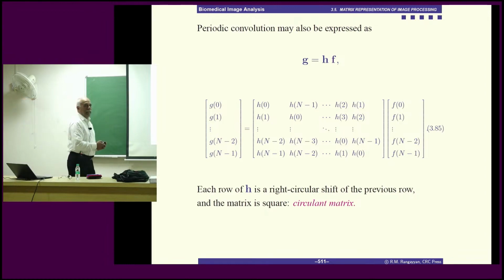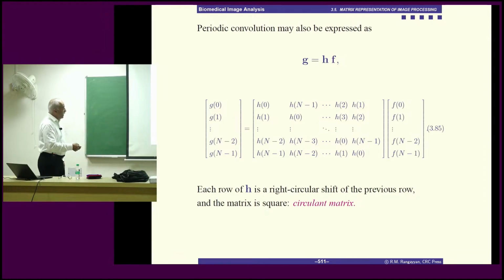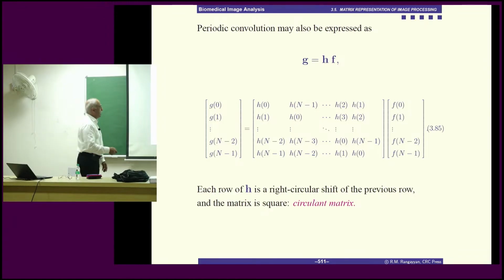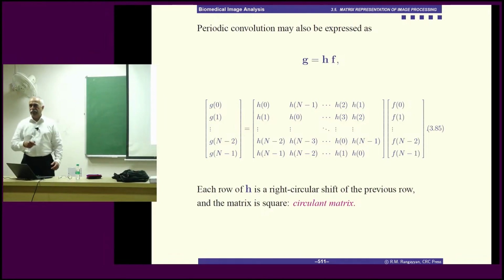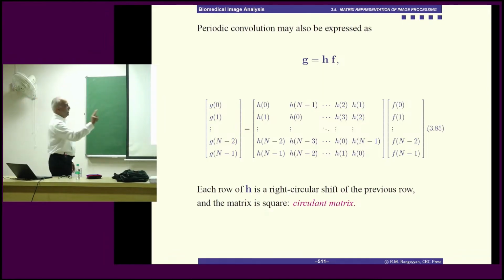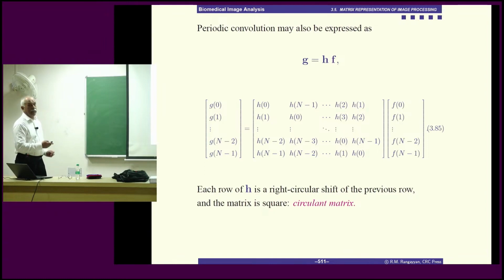That works. Now each row of H is the right circular shift of the previous row, including the end. Shift this, H0 comes here, which is that. So bottom to top also right shift works. And this is called a circulant matrix. It is a square matrix. It is a circulant matrix because each one is shifted in a circular manner and also bottom to top. So that is a nice representation of circular convolution or periodic convolution.